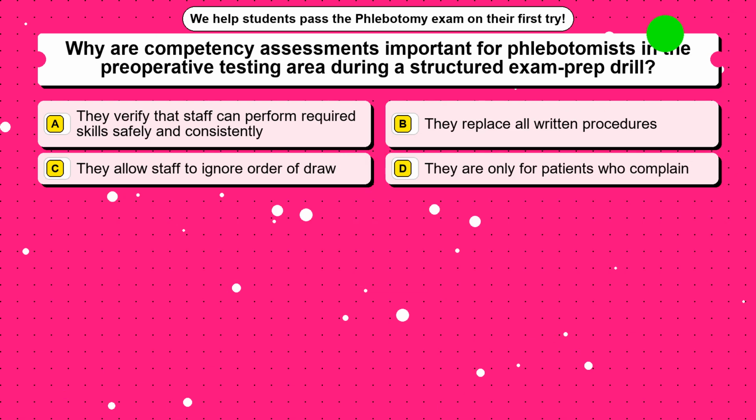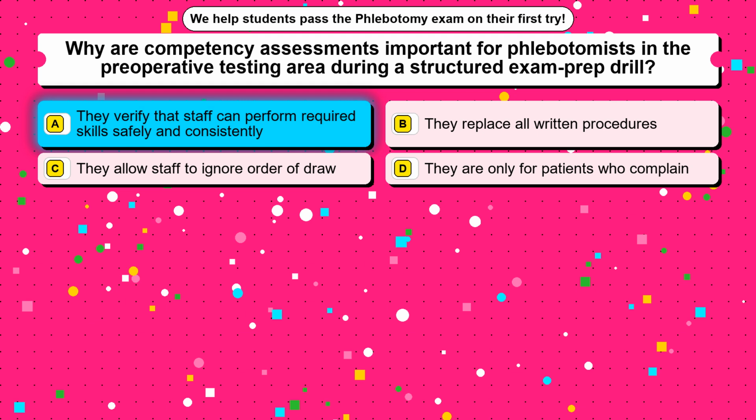Question 76. Why are competency assessments important for phlebotomists in the preoperative testing area during a structured exam prep drill? Option A. They verify that staff can perform required skills safely and consistently. Option B. They replace all written procedures. Option C. They allow staff to ignore order of draw. Option D. They are only for patients who complain. The correct answer is option A. They verify that staff can perform required skills safely and consistently.